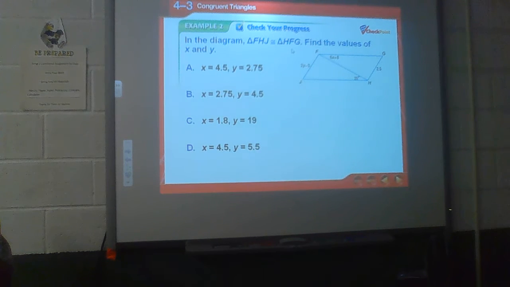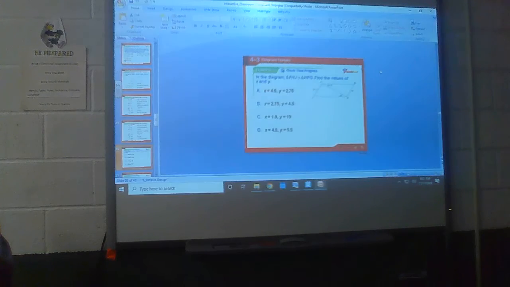That makes sense? So again, I would take 6x plus 8 and set it equal to 35. And then I would take 2y minus 3 and set it equal to 2.5. Again, you need to see the math. All right.